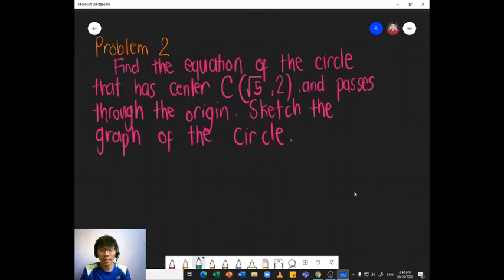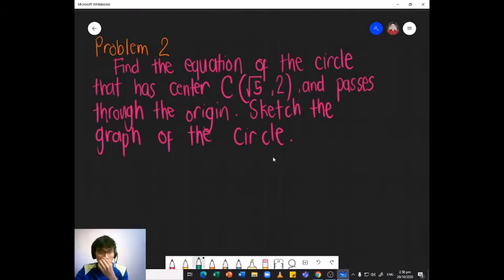So we already have the center. What is the center? That is square root of 5 and 2 and passes through the origin. Sketch the graph of the circle. So the main point of the problem is we need to find the equation of the circle, or the standard form of a circle, and we have to graph this one. So how are we going to do that if we are not really sure how to do it?